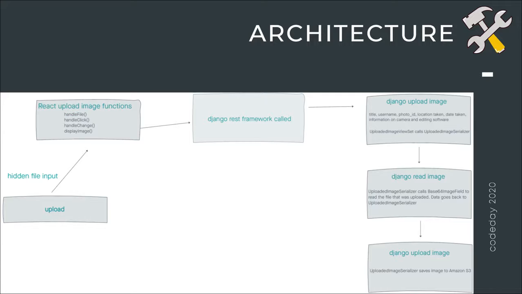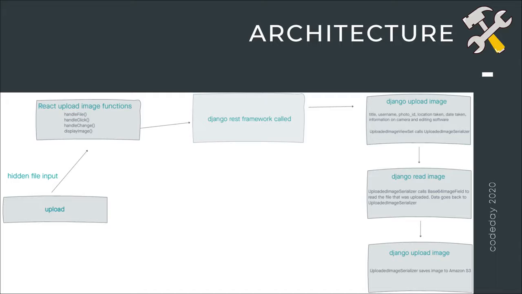When a user uploads a photo, they trigger the UploadedImage viewset, which then triggers the UploadedImage serializer. This serializer calls the Base64ImageField function. This function makes sure that the file that was submitted for the photo is readable. After that, the data is passed back into the UploadedImage serializer.